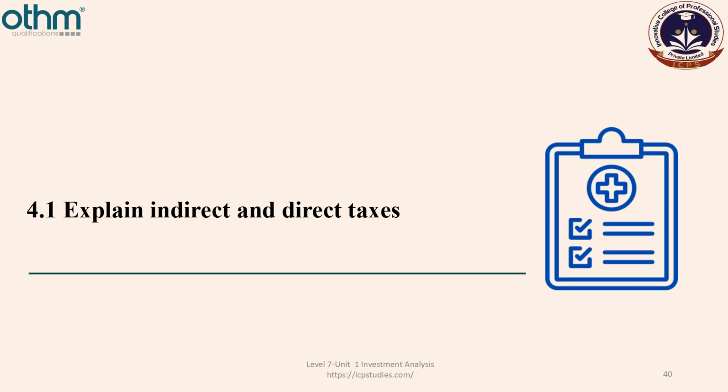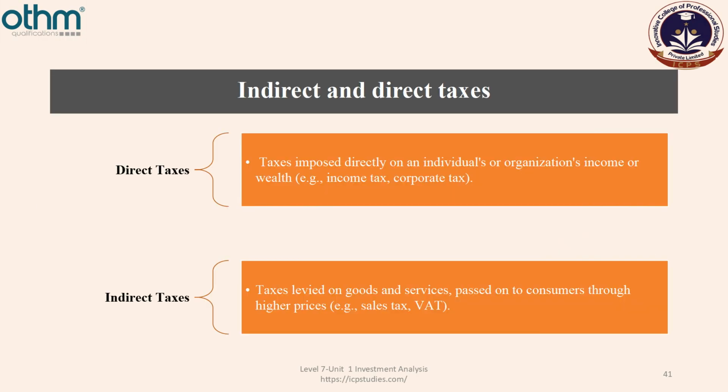So we have the first assessment criteria in which we explain the indirect and direct taxes. If you talk about direct taxes, then these are the taxes that are imposed directly on an individual's or organization's income or wealth, for example, income tax or corporate tax. But if you talk about indirect tax, then these are the taxes that are levied on goods and services, and these are passed onto the customers or consumers through higher prices. For example, sales tax or VAT, that is value added tax.